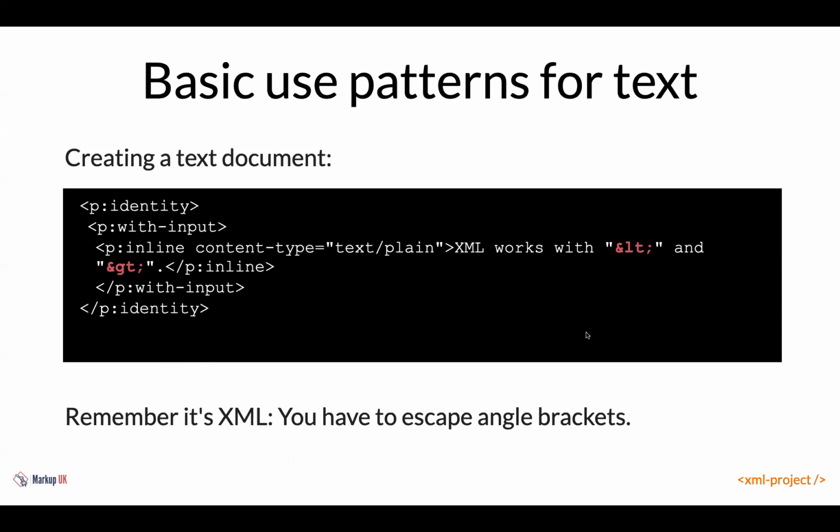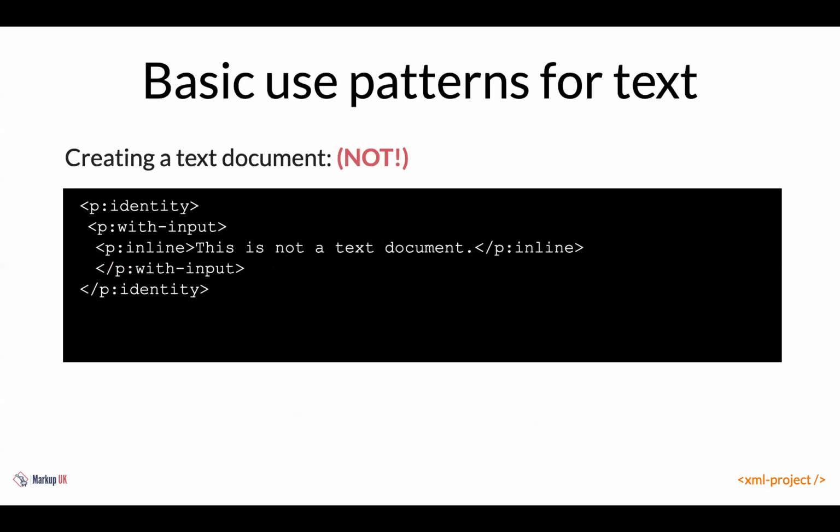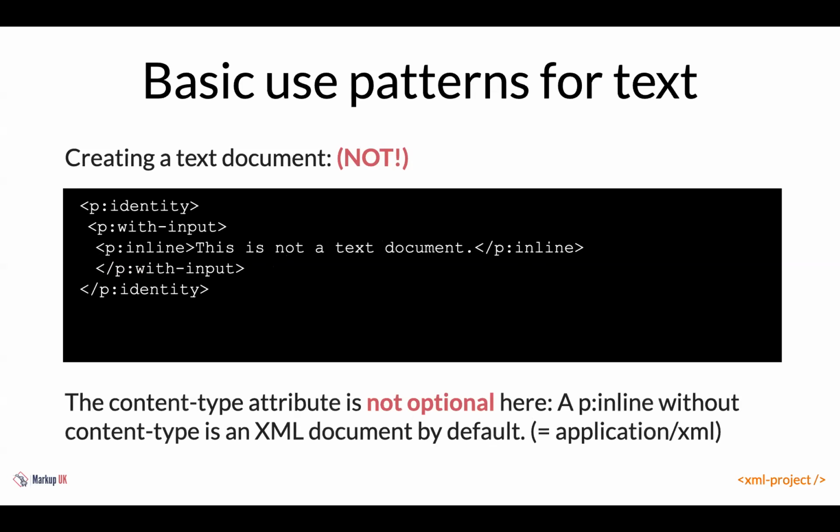Another problem comes from the shortcuts XProc provides. When you work with XML documents, you can leave out the p:inline and just write your text in your document in the p:with-input. With text documents, you can't do this. If you write something like this, p:inline, this is a text document, this will compile and you actually get a document out of it, but it's not a text document. It's an XML document because the content-type here is missing and the content-type attribute here is not optional.